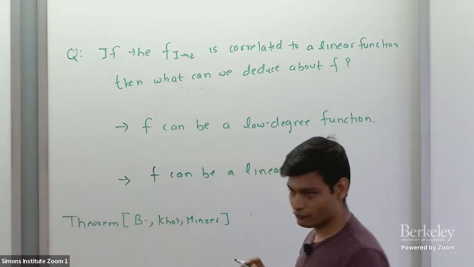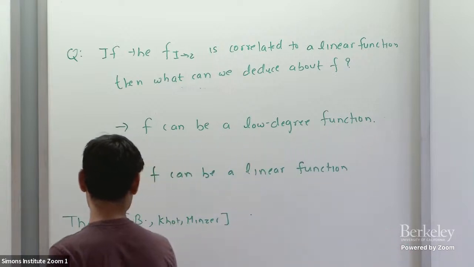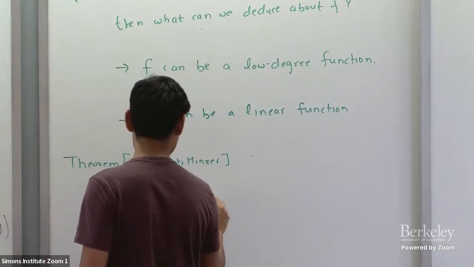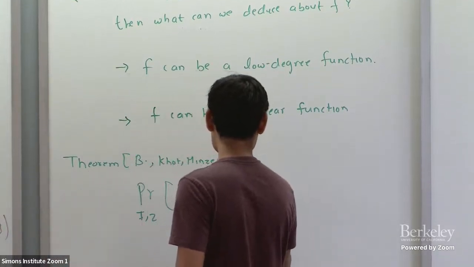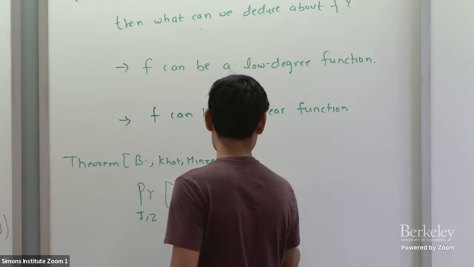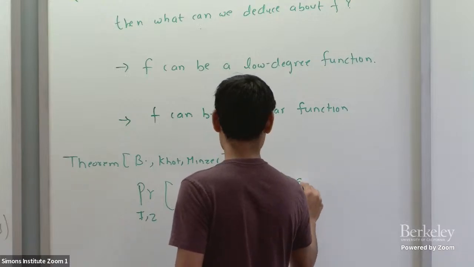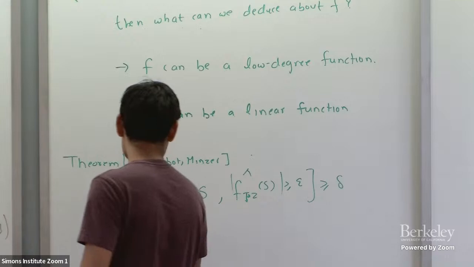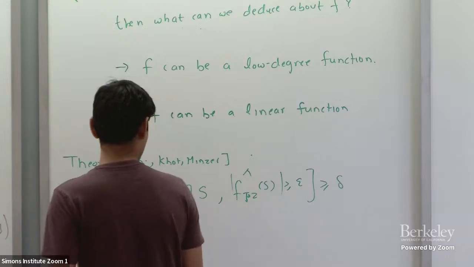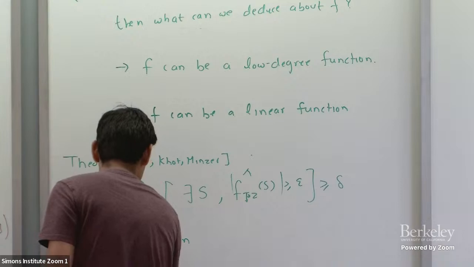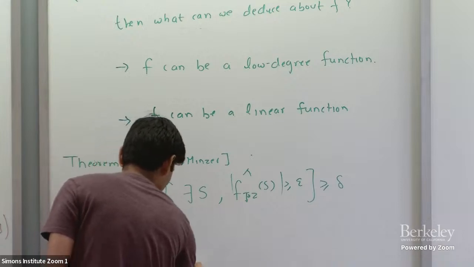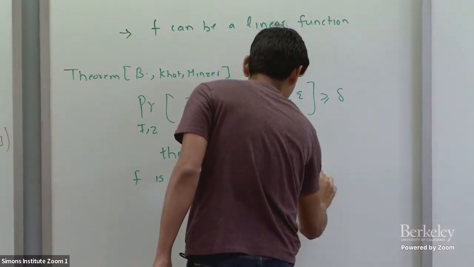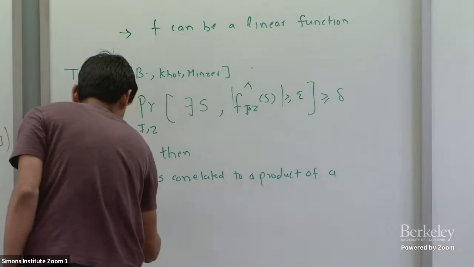So let me write it more formally. If the probability over the restriction I and z that there exists S such that the restricted function is correlated to this linear function happens with significant probability, then f is correlated to a product of a low degree function and a linear function.